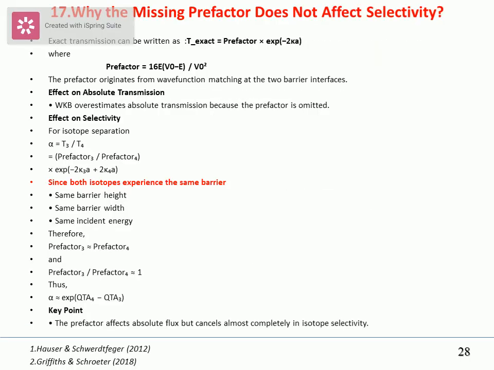Now let me explain why our WKB approximation is safe for selectivity. The exact transmission is the multiplication of the prefactor and the exponential. The prefactor affects the absolute flux, but we care about the selectivity, not absolute flux. For the isotope ratio, prefactors cancel because the barrier is identical for the helium-3 and helium-4 isotopes. Selectivity comes purely from the exponential term, so the WKB works perfectly.